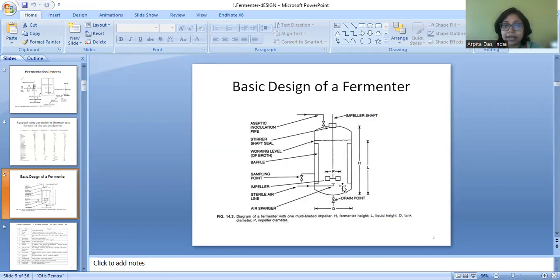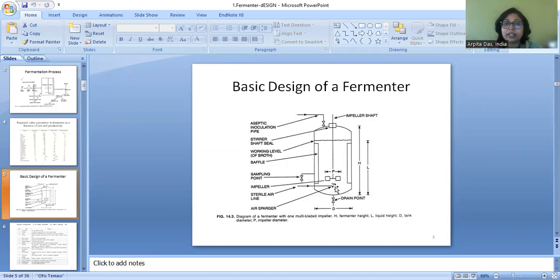Now the sterile air line. For certain bioreactions, they require oxygen or some other gas for their growth. So for them, sterile air or that sterile gas has to be injected into the bioreactor. So there is a sterile gas line for that. We can say the sterile air line. It's called a sparger. And then here you can see a drain point.